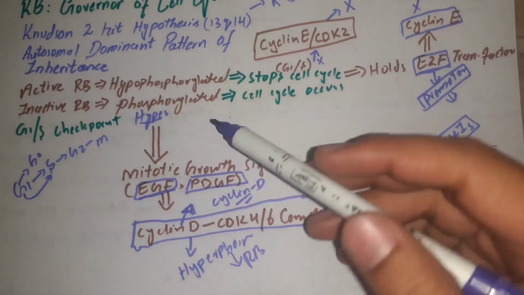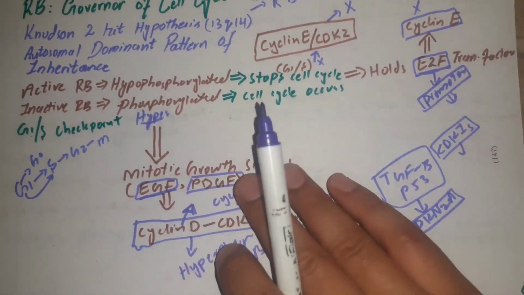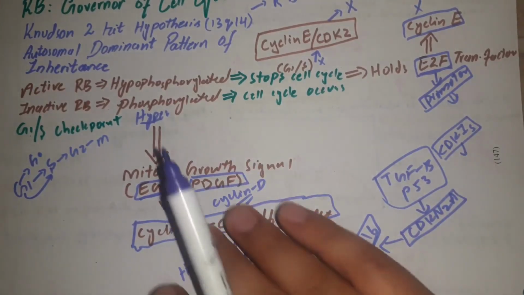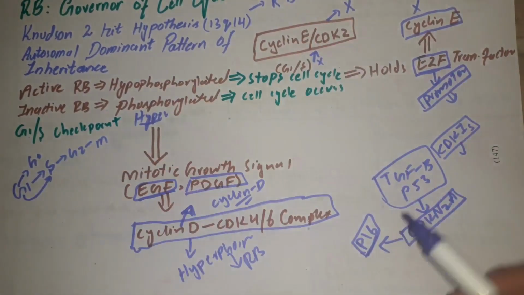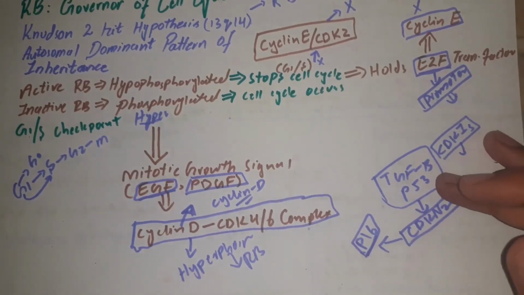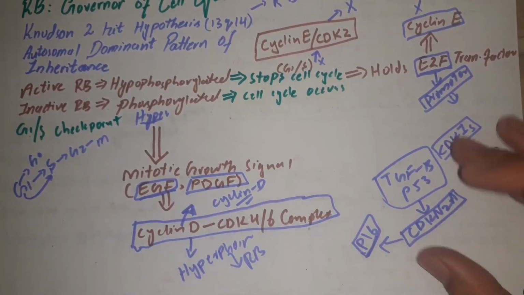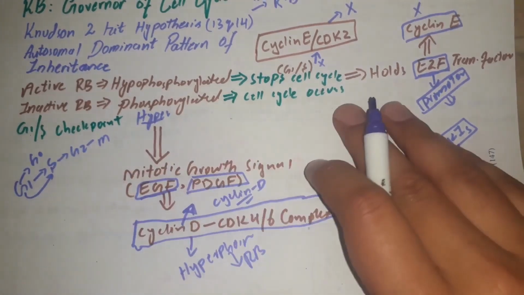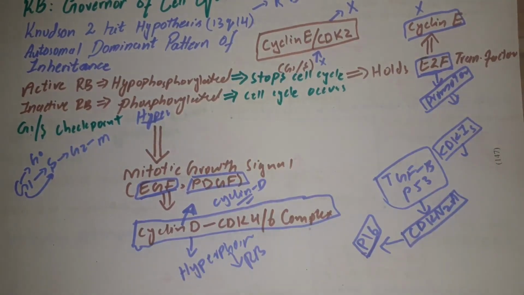When there are growth signals, it becomes hyperphosphorylated, by the cyclin D CDK4-6 complex. And when it is hyperphosphorylated, it is inactive and the cell cycle occurs. When there are inhibitory signals in the form of TGF beta or P53 or the CDKN2A gene product or CDKI gene product, these inhibitory signals inactivate this complex and it remains hypophosphorylated, and when it is hypophosphorylated, it is active, and in this way it holds the E2F and there is no cell cycle.